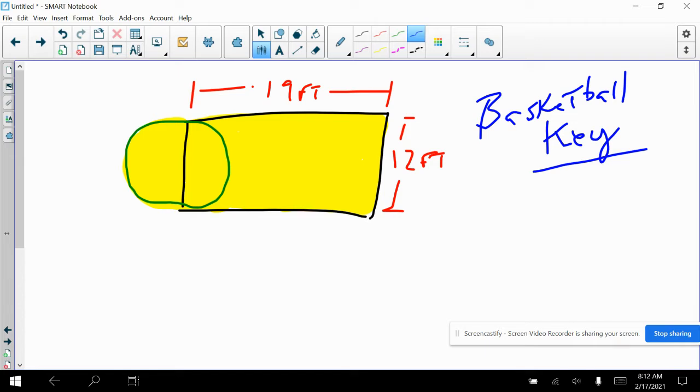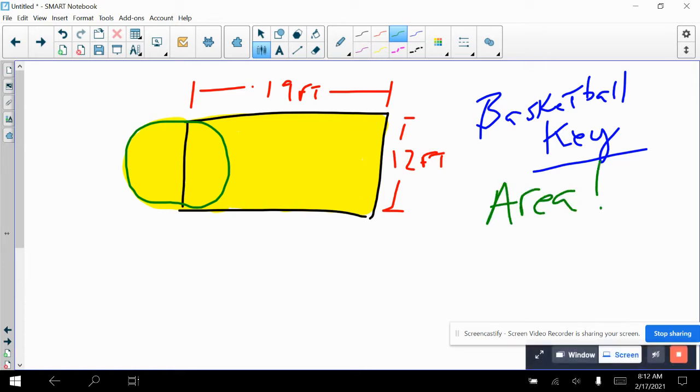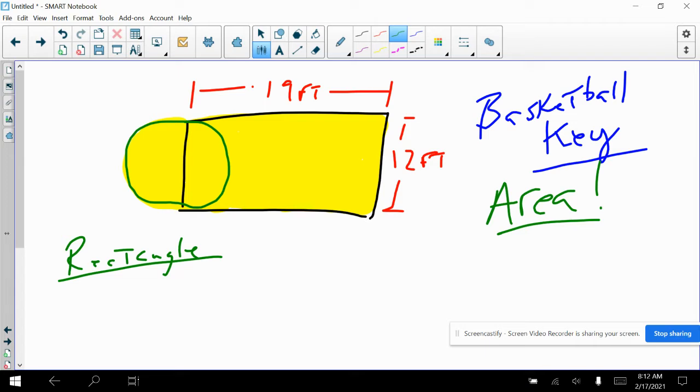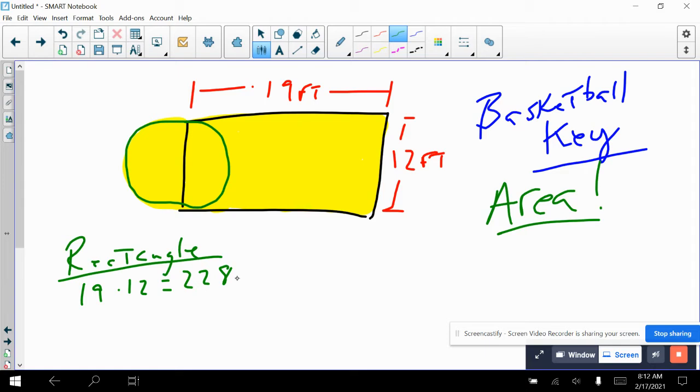Emma? Well, think about what you just said. We're trying to find this. Okay, the area of what? Very good. We need to find the area of the rectangle. Very nice. So what would we do to find the rectangle? Anybody? Give me the numbers. 19 times 12. That is correct. So we take 19 times 12. That's going to give us 288 feet squared.